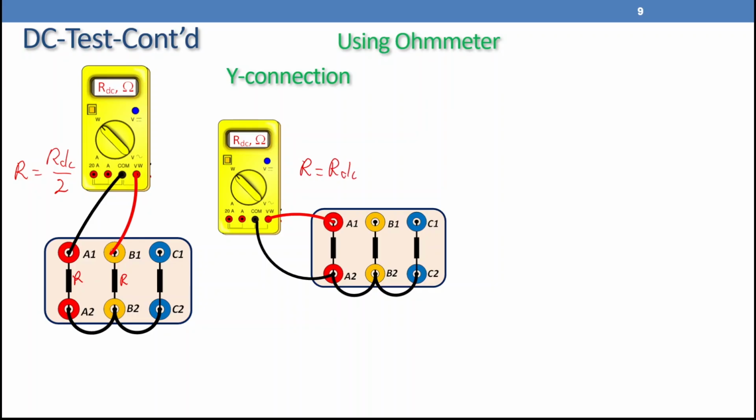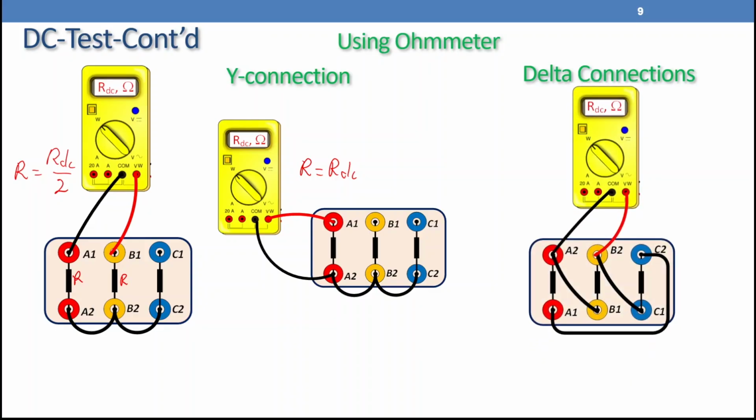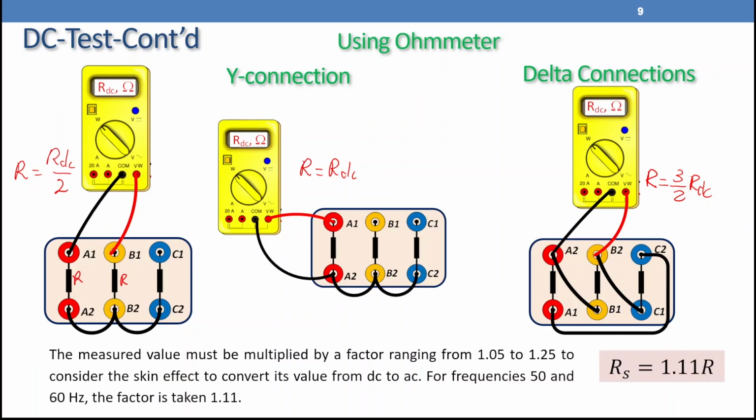100% correct. But for delta connection, we're going to connect the machine as we know, start to finish, or finish to start, depending on how we connect the delta as we learned before. That one is connected between A2 and B2 here. So the resistance we are searching for is 3 over 2 RDC measured by this ohmmeter. But please note, all of these resistances are DC values, so we need to consider the skin effect, where the stator resistance per phase is 1.11 R measured in either star connection or delta connection. For star connection, you measure between two lines, or you measure across one phase. We are going to do that practically now and check it for the motors we used in chapter number 2.